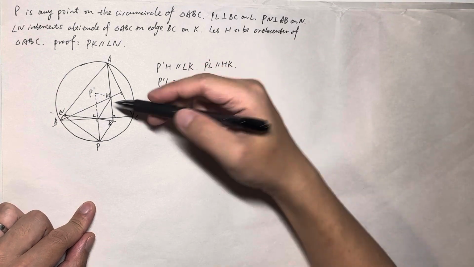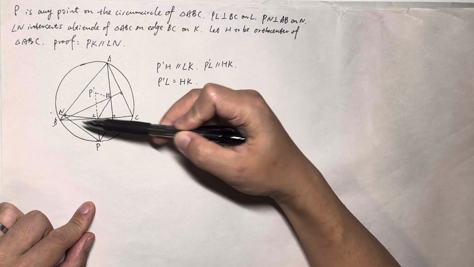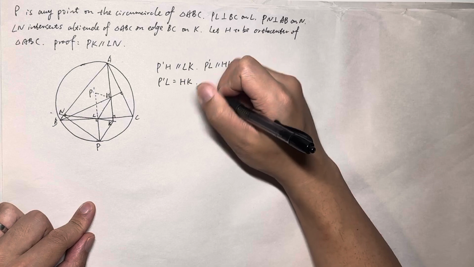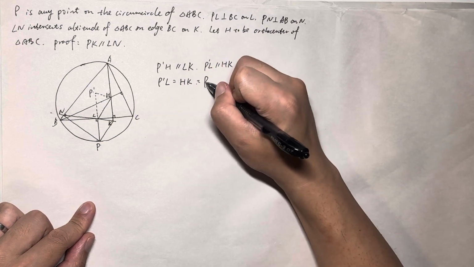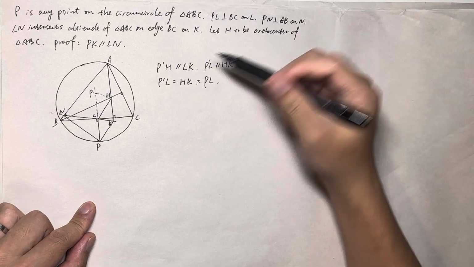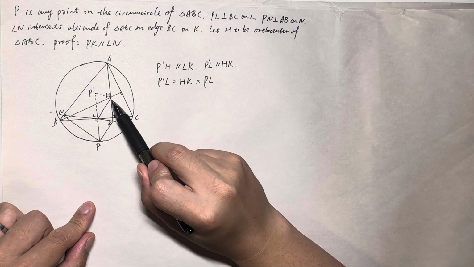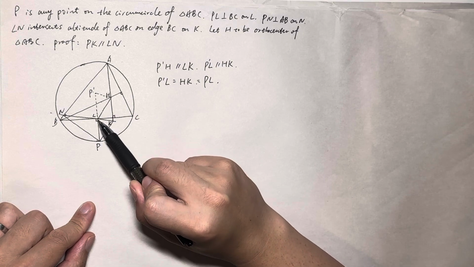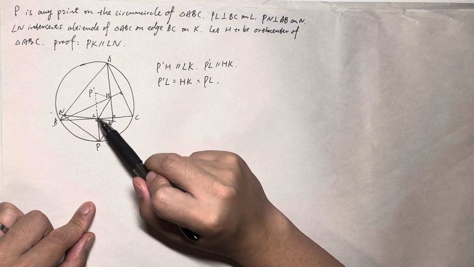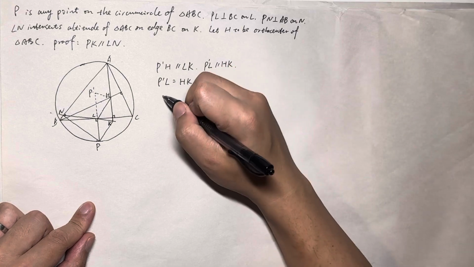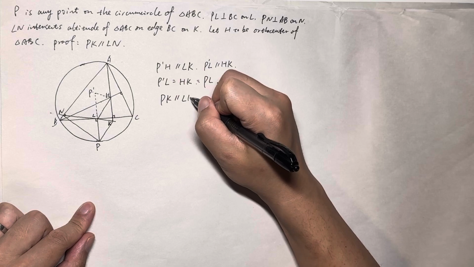And we already know that P prime is a symmetrical point of P with respect to the line BC. So P prime L equals PL, right? So PL equals HK, and PL is parallel to HK. So PKHL is a parallelogram as well, which means PK is parallel to LH.